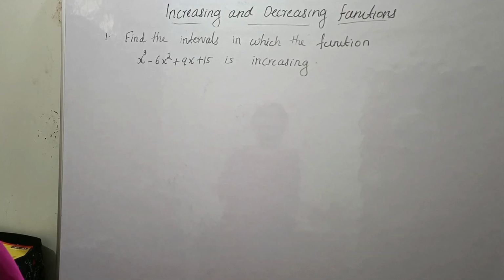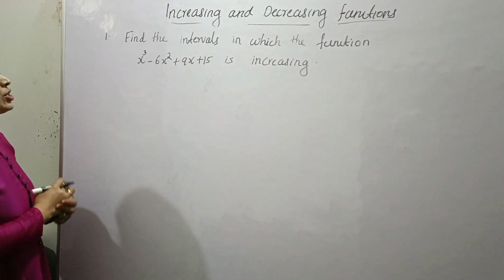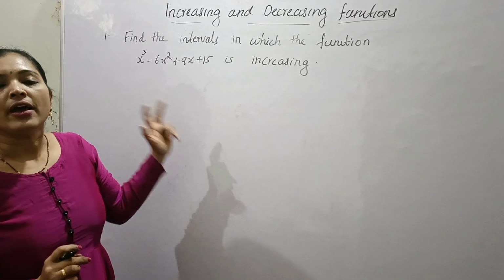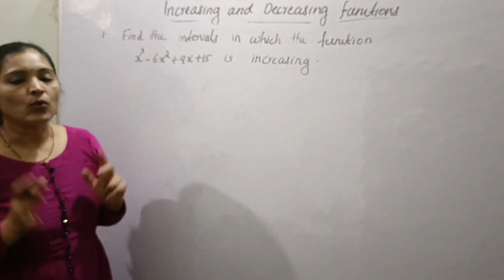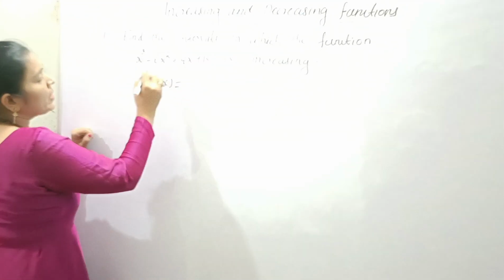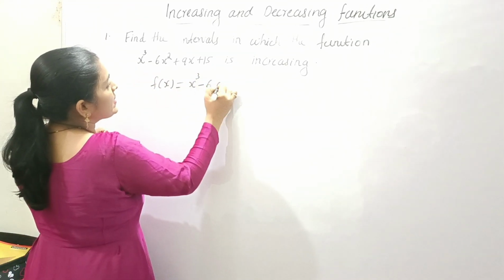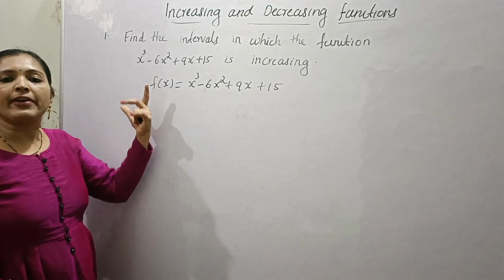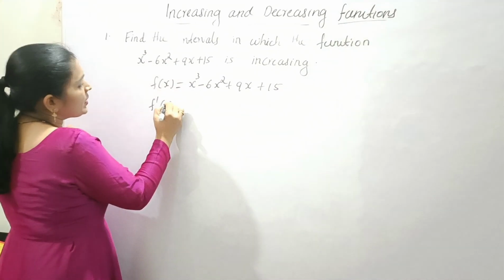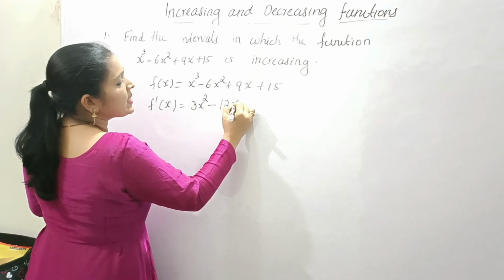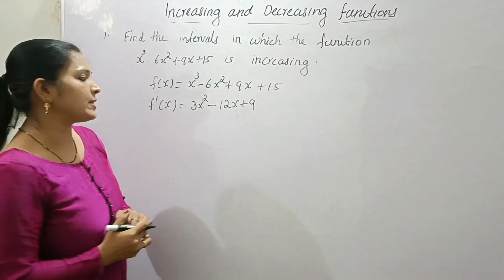Now look at an example. Find the intervals in which the function x³ - 6x² + 9x + 15 is increasing. See, what is the method? First, we write the given function f(x) = x³ - 6x² + 9x + 15. Then we find the derivative: f'(x) = 3x² - 12x + 9. The derivative of 15 is 0.